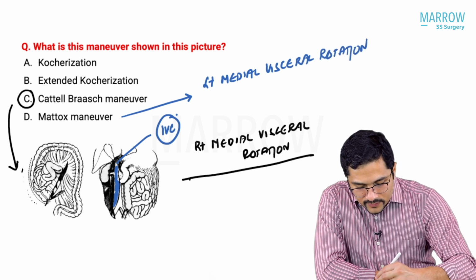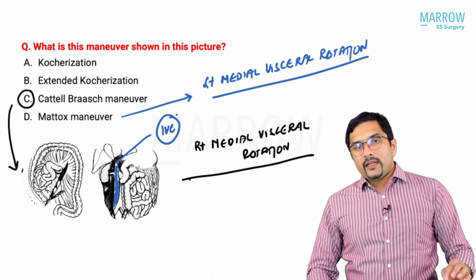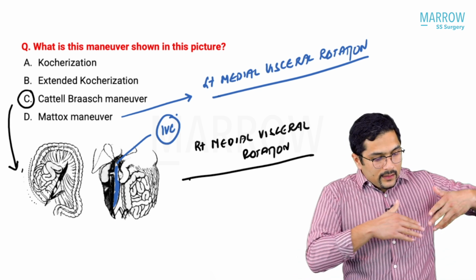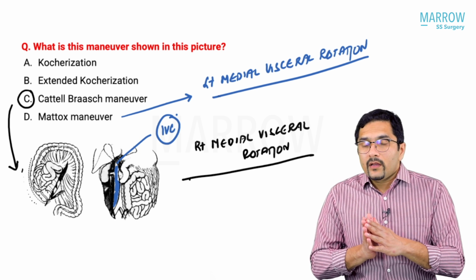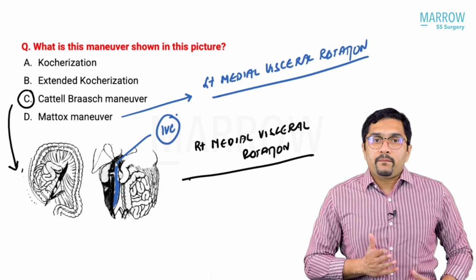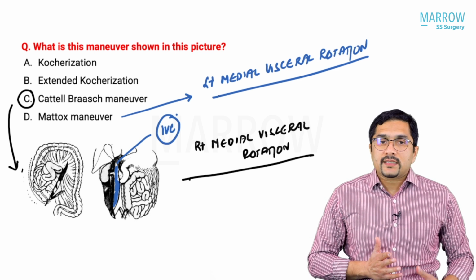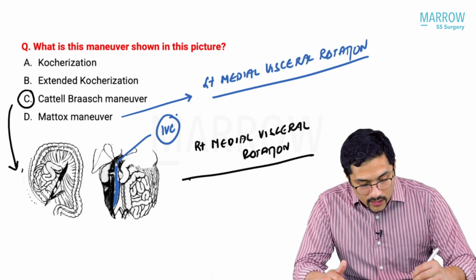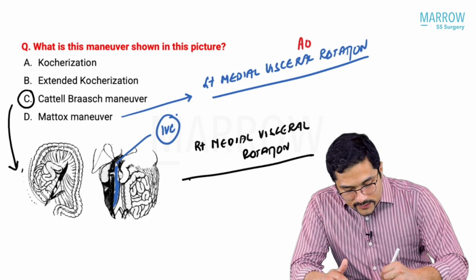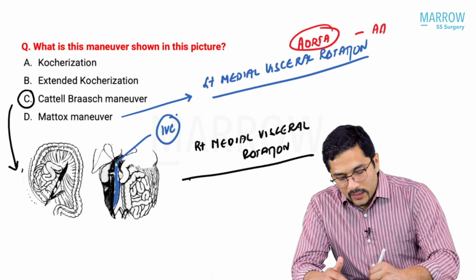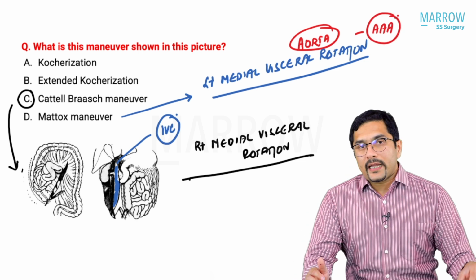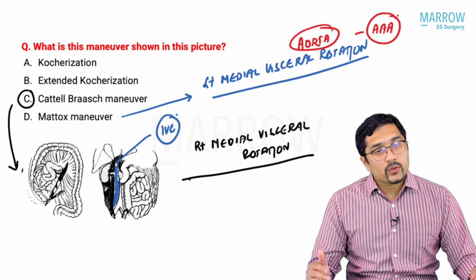And left medial visceral rotation basically means that the descending colon is mobilized medially, and again you expose the retroperitoneal space and this exposes the aorta, and Mattox is done when you are operating a patient with abdominal aortic aneurysm. You will carry out a Mattox maneuver to expose the aorta.